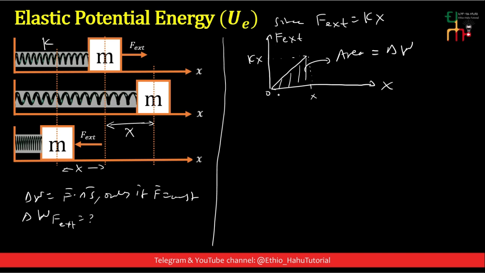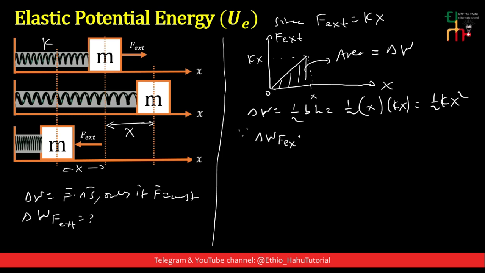And this work done is the same as 1/2 times base times height. But 1/2 times our base, which is x, times our height, which is k times x, is equal to 1/2 k x squared. Therefore, work done by the external force is equal to half times k x squared. And this is equal to half k x squared minus half k 0 squared. We can add 0 or subtract 0.